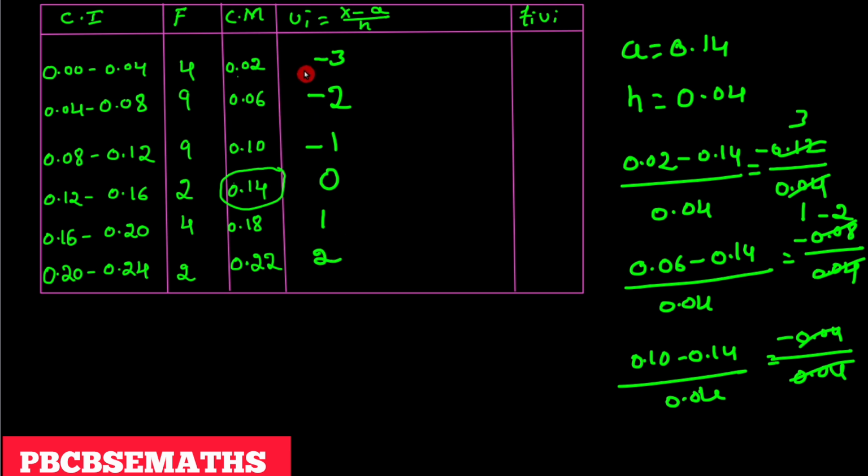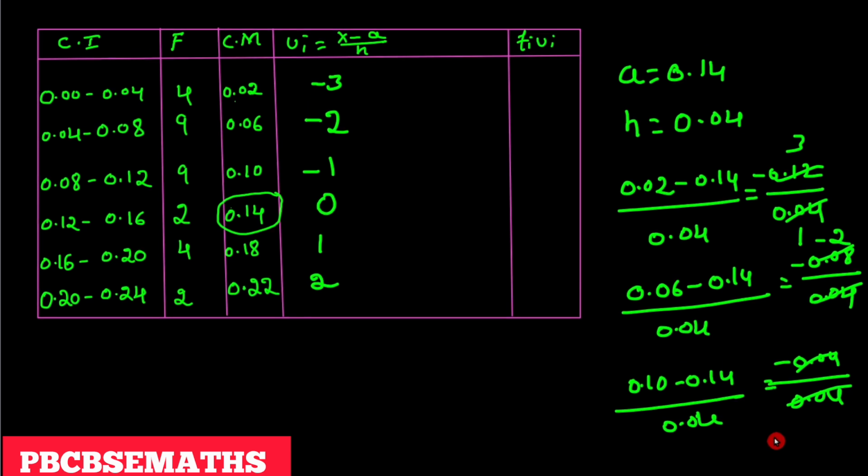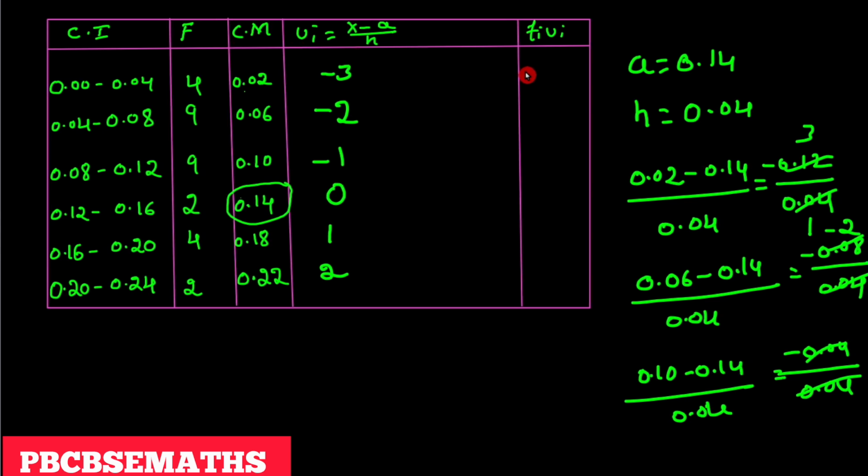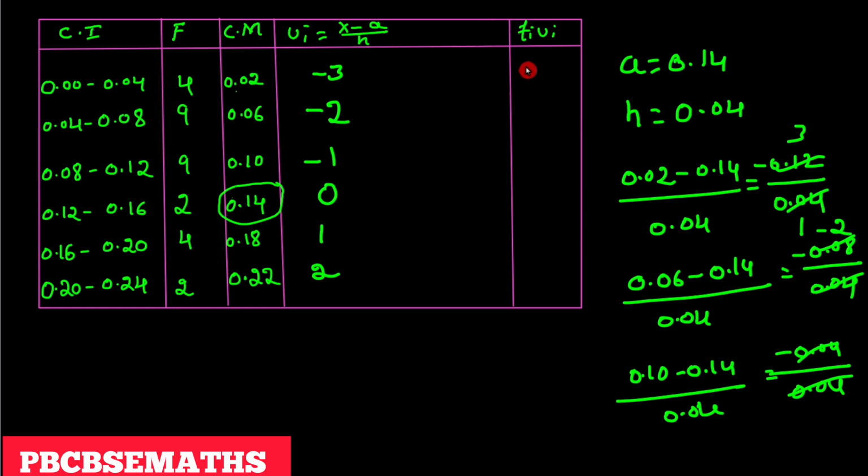Now we got the values of this u i. Let's find out f i u i, that is, we need to find the product of the frequency and u i. So 4 into minus 3 gives us minus 12. Let's write that. 9 into minus 2 gives us minus 18. 9 into minus 1 gives us minus 9. 2 into 0 is 0. 4 into 1 gives us 4. 2 twos are 4.